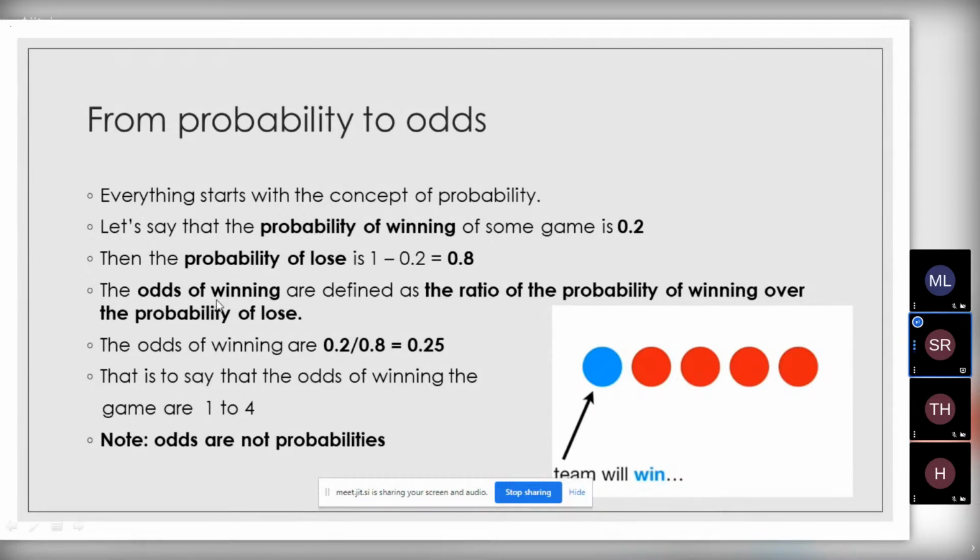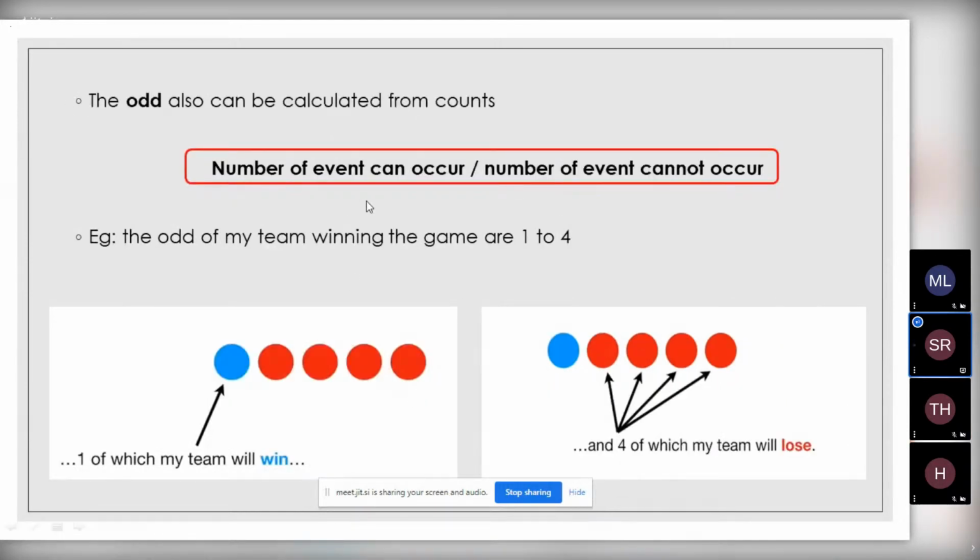From here, we get our odds using this formula. Odds is the probability of the event occurring divided by the probability of the event not occurring. For this example, it is the ratio of probability of winning over probability of losing, 0.2 over 0.8, so the odds is 0.25. I want to highlight that the odds is not a probability, but we can calculate odds from probabilities.